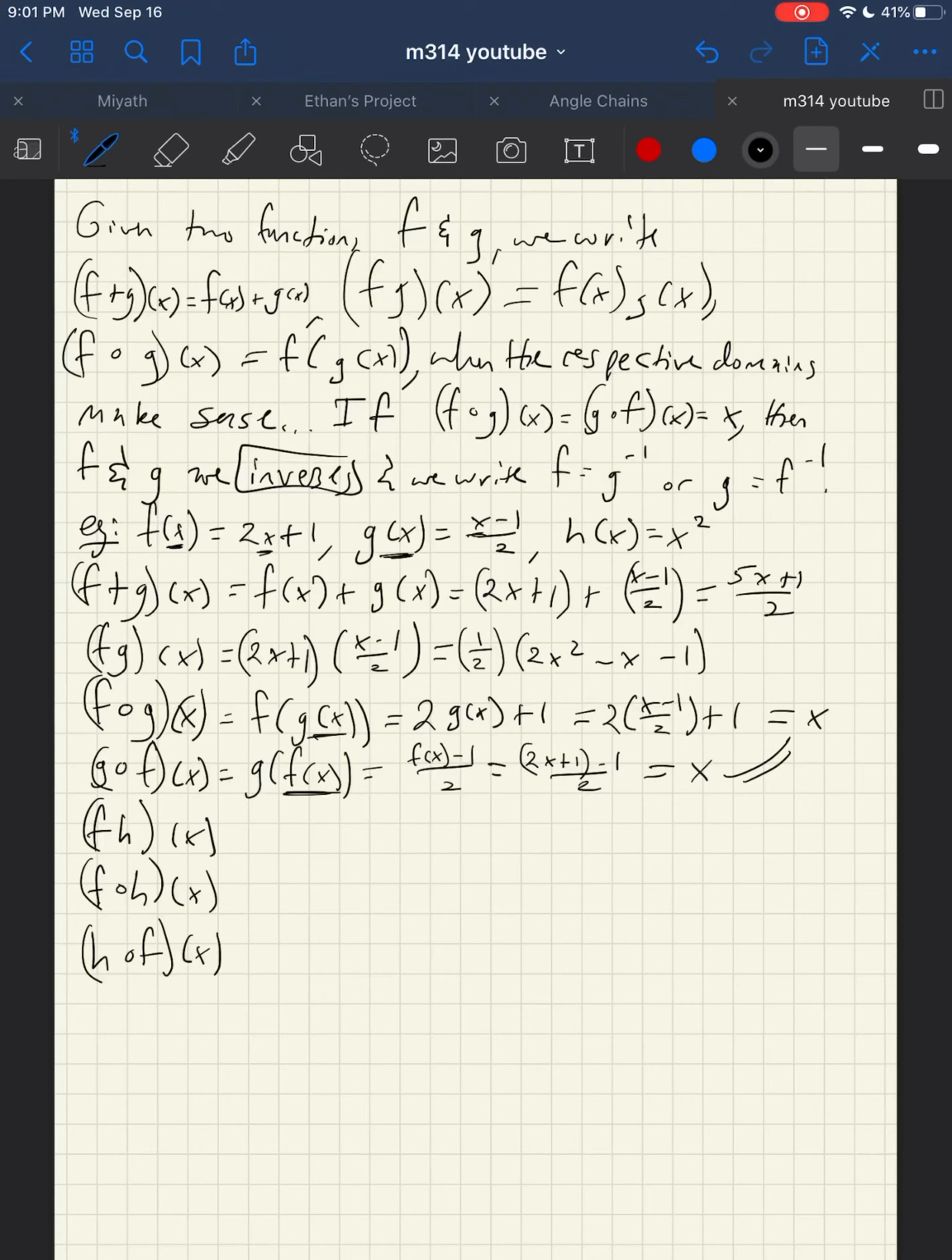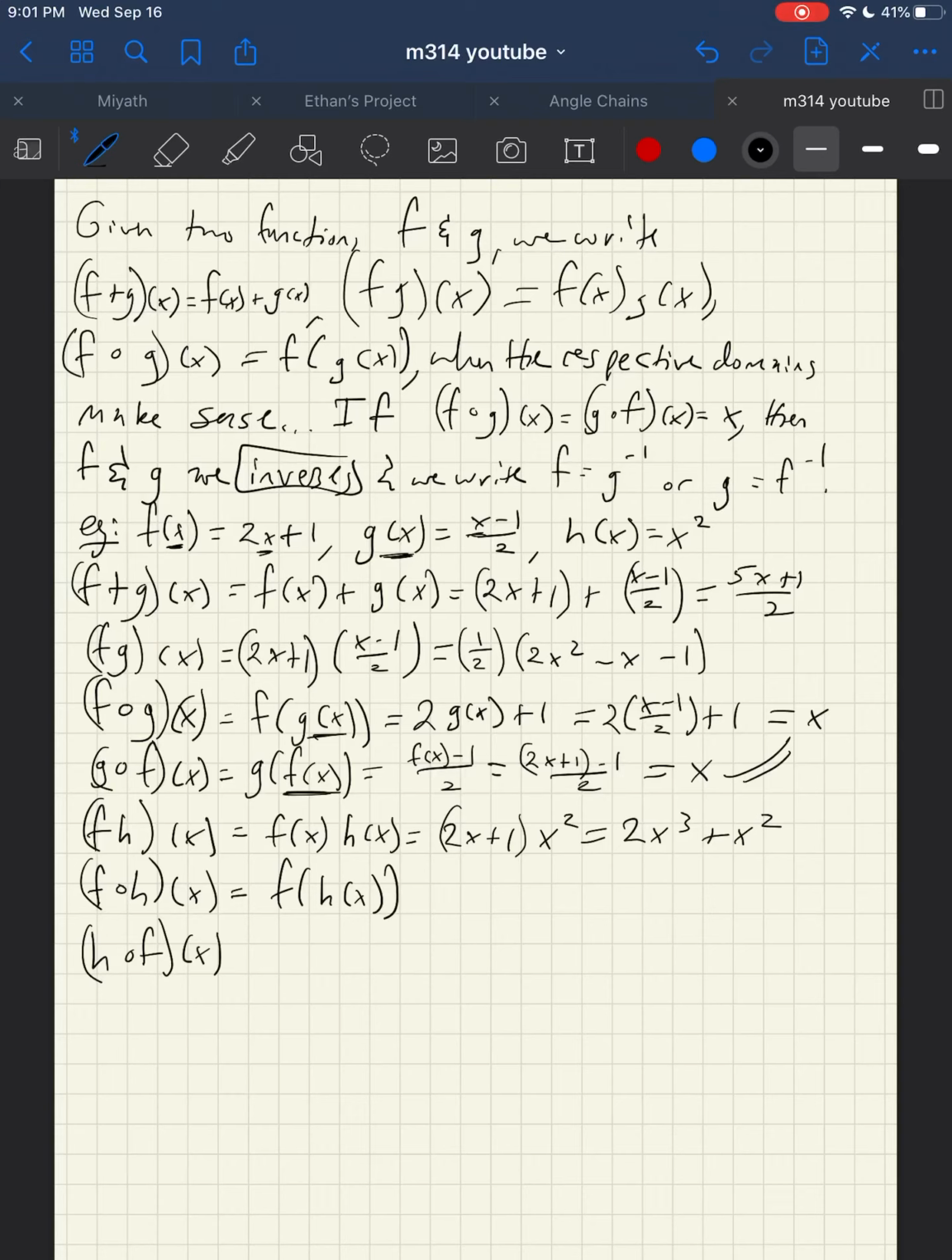All right? Now let's look at f times h just for fun. This is f of x times h of x, which is 2x plus 1 times x squared, and that's just 2x cubed plus x squared. Cool. Now let's do f composed with h. Well, that's f of h of x.